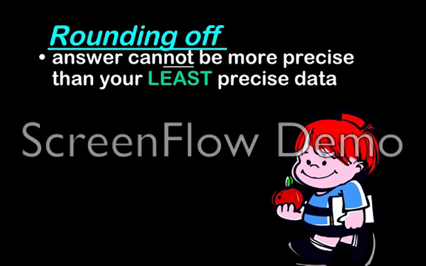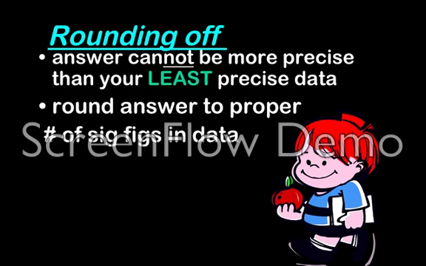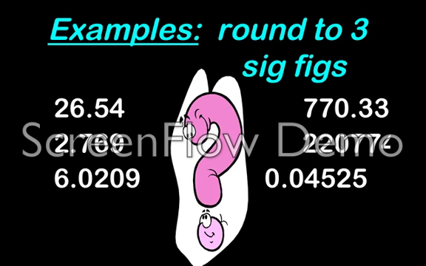Rounding off. When you need to do some calculations with measurements, you have to sometimes round off your answer. How do you know when to round? Well, your answer can't be any more precise than your least precise piece of data. And how many sig figs you decide to round off to depends on what kind of calculations you're doing.